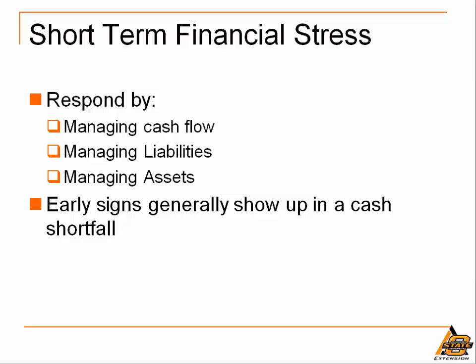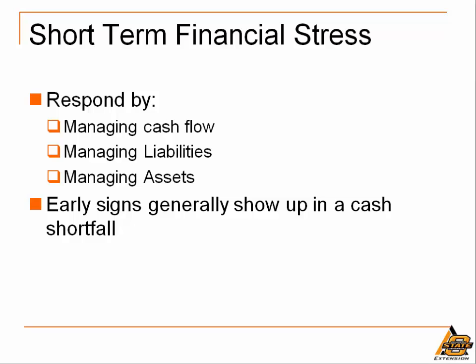Agricultural producers have three basic lines of defense when short-term financial stress begins to show up. They can respond by managing cash flow, managing liabilities, or managing assets. More details on each of these strategies in the next few slides.